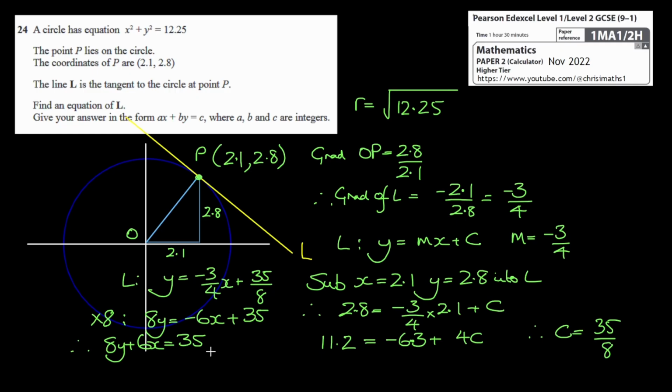And if they're really being fussy, a is equal to 6, b is equal to 8, and c is equal to 35. And those are your answers. And happily, that's the end of the paper.